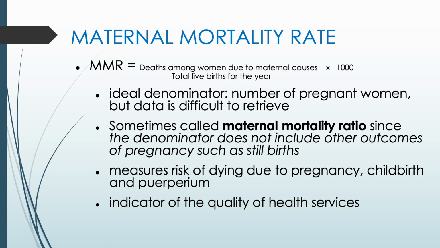Maternal mortality rate is equal to deaths among women due to maternal causes over total live births for the year times 1,000. The ideal denominator is actually the number of pregnant women, but the data is difficult to retrieve because it is dynamic data that changes in months' time, and because of late detection of pregnancy. So maternal mortality rate measures the risk of dying due to pregnancy, childbirth, and puerperium. Puerperium is the period 6 weeks after childbirth.